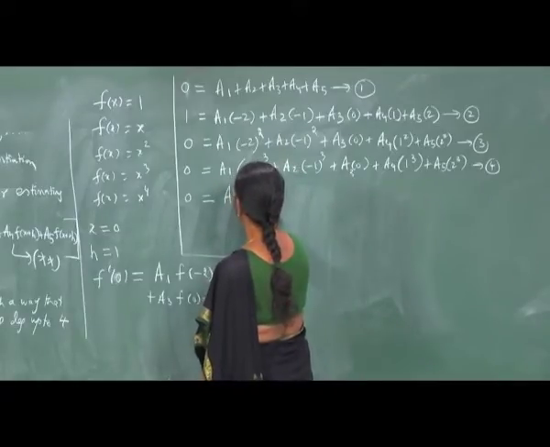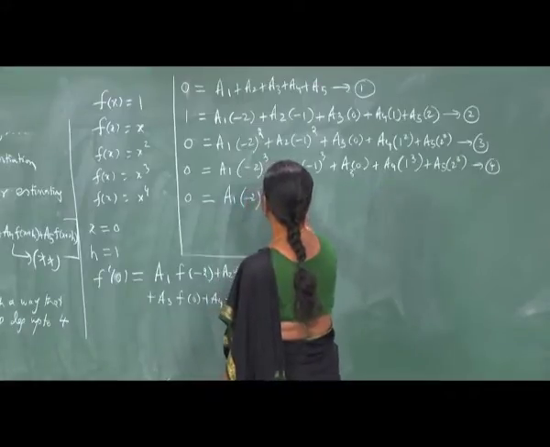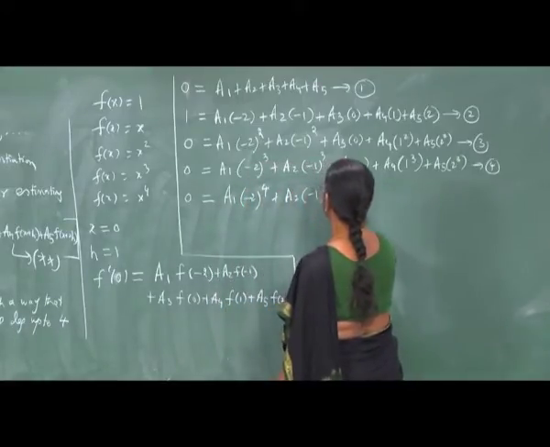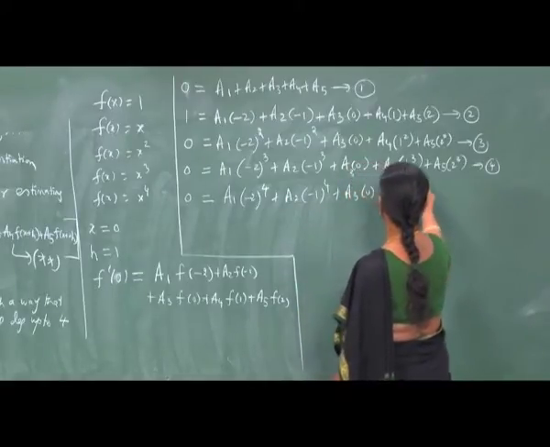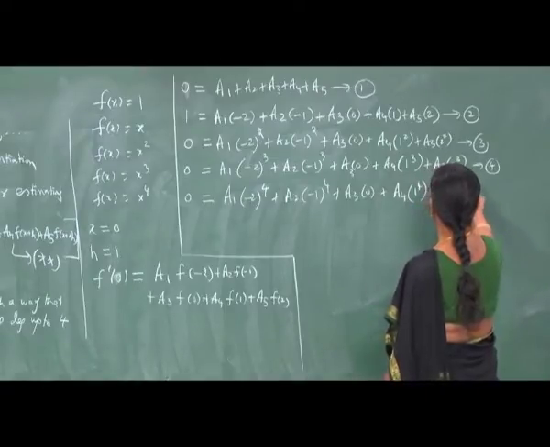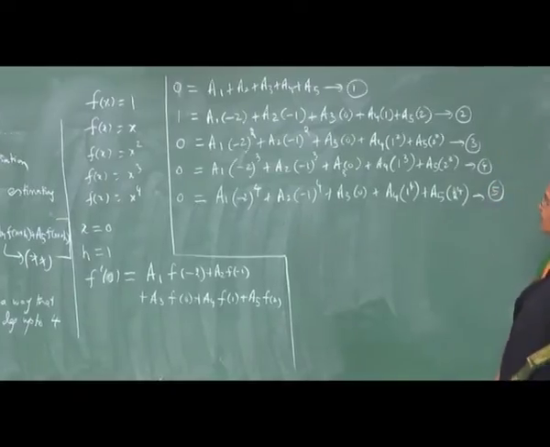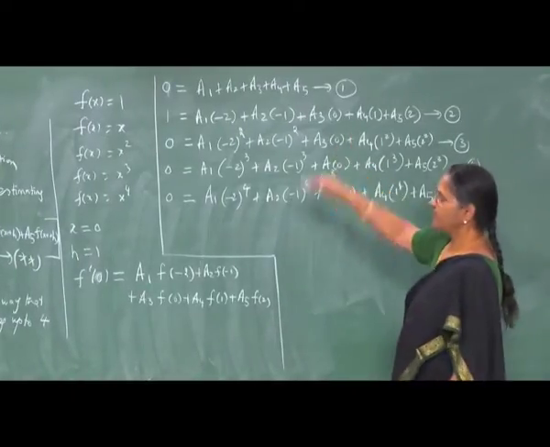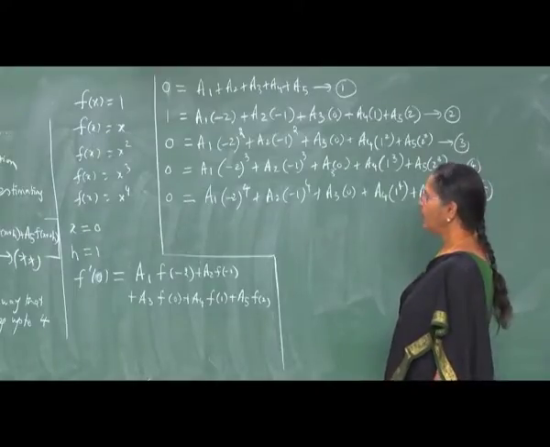So, that will give you minus 1 into a1 into minus 2 power 4, a2 into minus 1 power 4, a3 into 0, a4 into 1 power 4 plus a5 into 2 to the power of 4. That gives you the fifth equation. So, we have 5 equations to solve for a1, a2, a3, a4 and a5.